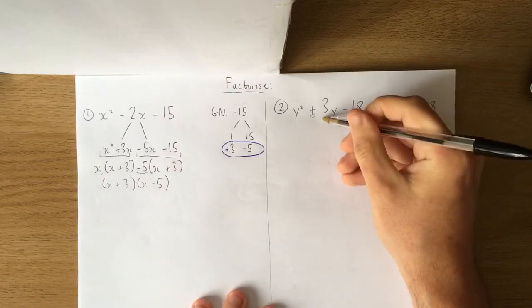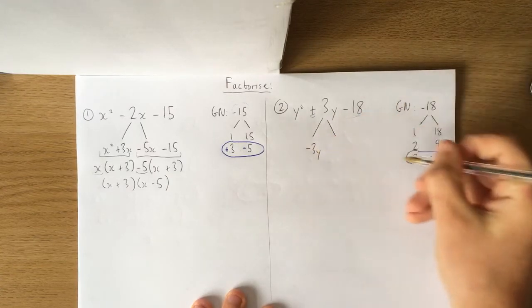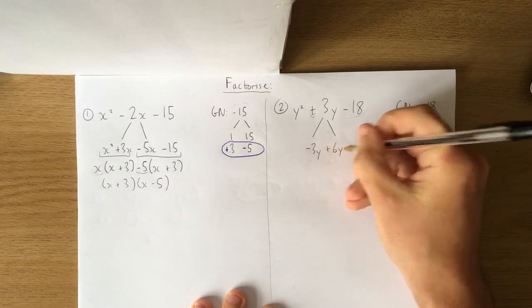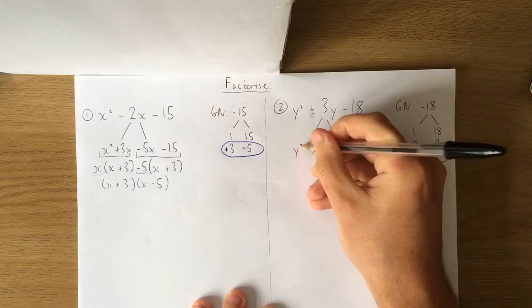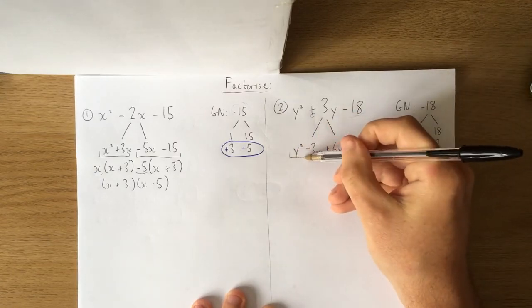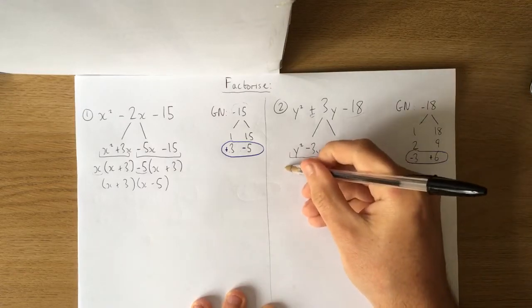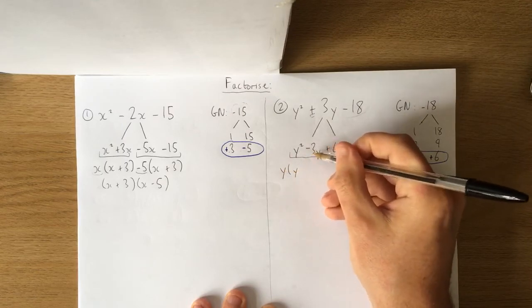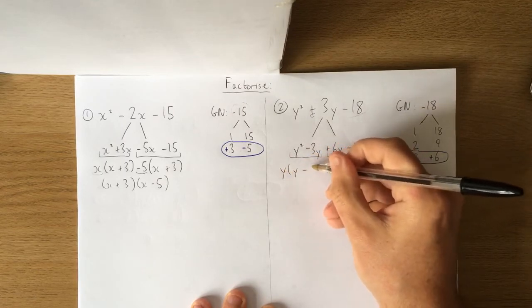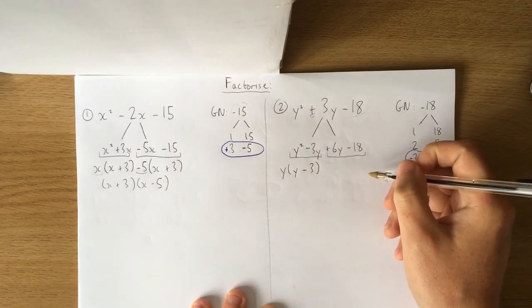So split your 3y up into minus 3y plus 6y. Minus 18 at the end, y squared at the start. Okay, I've got my two groups of 2. Y squared minus 3y, all you can factor right there is y. Y squared divided by y is y. Minus 3y divided by y is minus 3. Plus 6y minus 18.